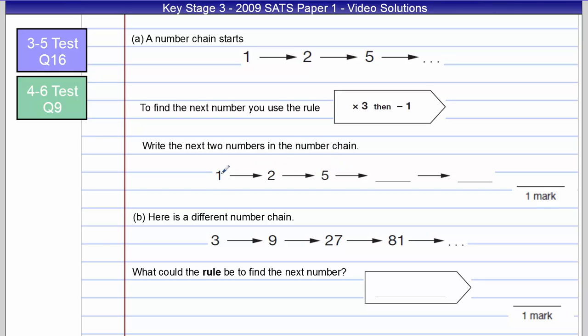So if we look how it's working, 1 times 3, that's 3, take 1, 2. 2 times 3 would be 6, take 1 is 5. So we're going to do 5 times 3, which is 15. And then 15 take 1, which gives us 14 in here.